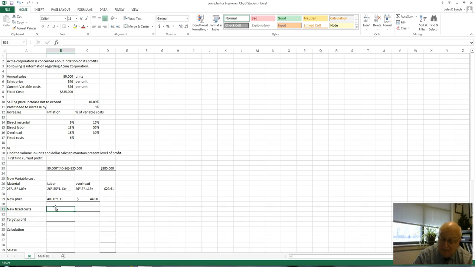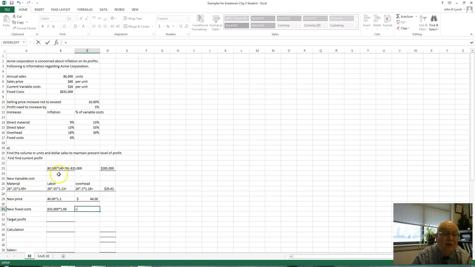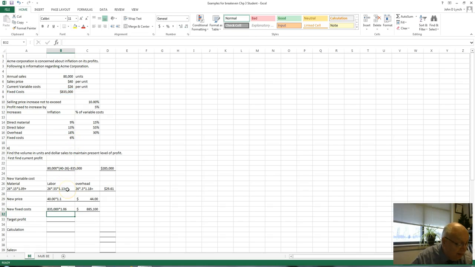New fixed costs, we do the same type of thing. It's $835,000 times its inflation rate of 6%, 1.06. So again we take the $835,000 times 1 plus the inflation rate of 0.06, and that gives you $885,100. Now the target profit we've already established in this case, because we want to maintain the target profit.